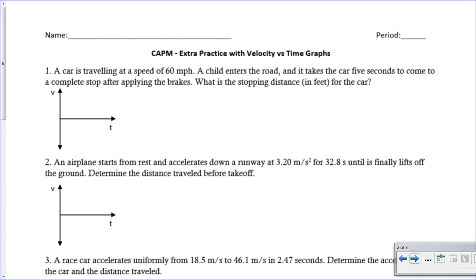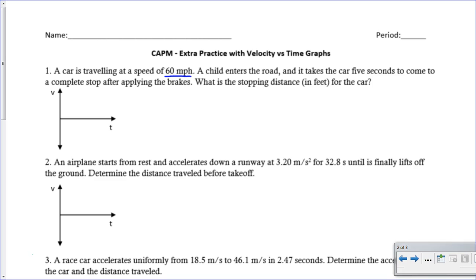Alright, so starting on these problems. This first one here, I give you some information. It says a car is traveling 60 miles per hour and then slams on the brakes, and it takes 5 seconds to come to a stop. And I ask what the stopping distance is. So the first thing here we have to look at is we've got 60 miles per hour as our speed, or our initial velocity in this case.